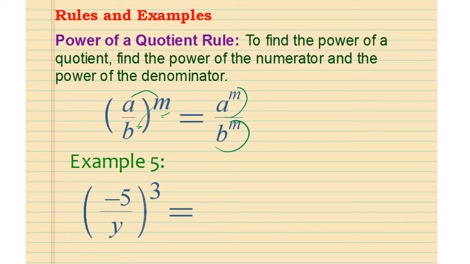Here's our example. We will apply the exponent to both numerator and denominator. We would have negative 5 to the third power over y to the third power. Whenever a number is small, I recommend you evaluate the number. Negative 5 to the third power would be negative 125 over y cubed.